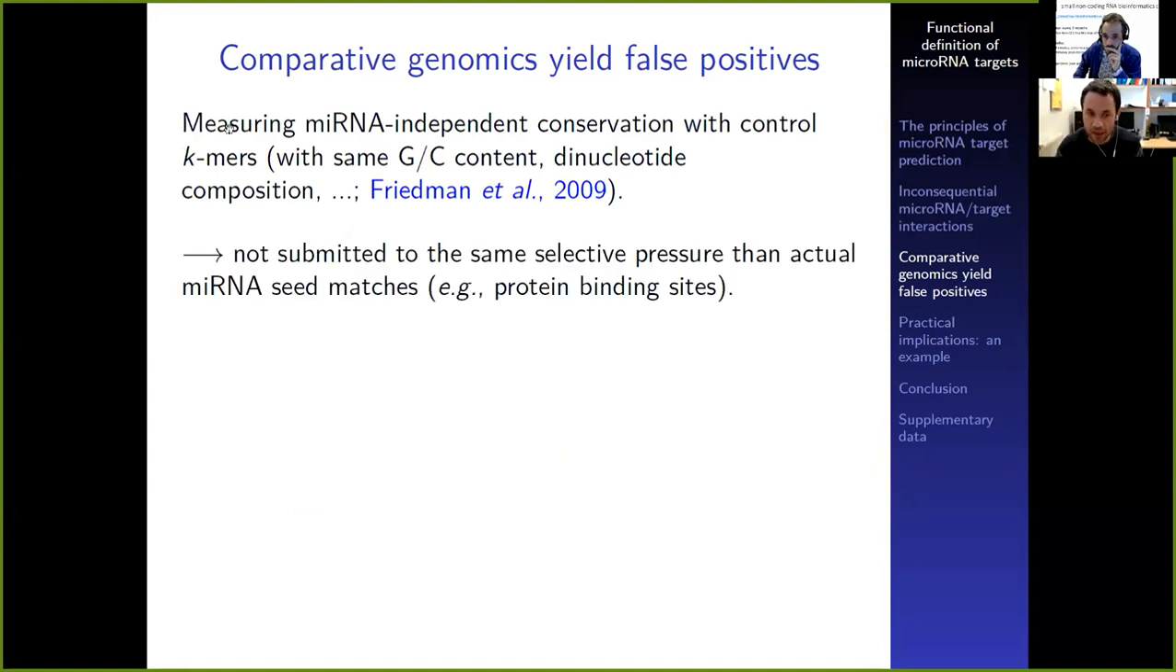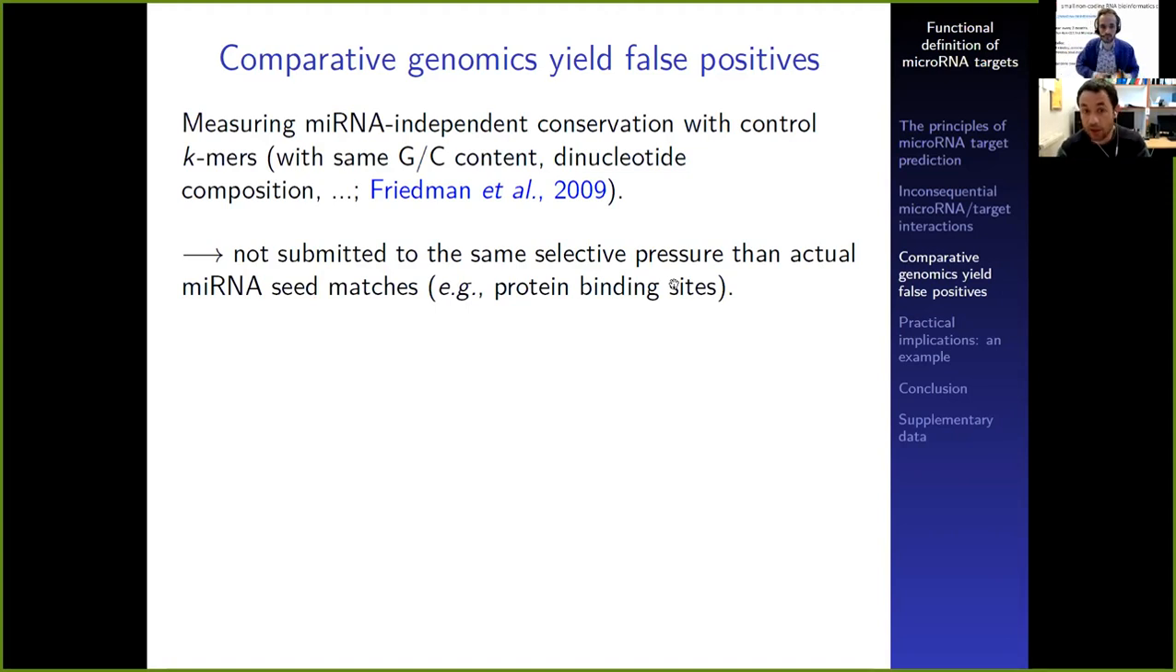But I don't think this is the best way to do it, because by doing that they are looking at k-mers which are not the actual seed matches, which means that they do not bind, for example, the same RNA binding proteins, and so they are not submitted to the same selective pressure as the real microRNA seed matches. That's why I really wanted to mention that, because I have to say that we have a strong disagreement, Dave Bartel and myself, on this issue. I do not consider that this measure really corrects for the microRNA independent conservation.